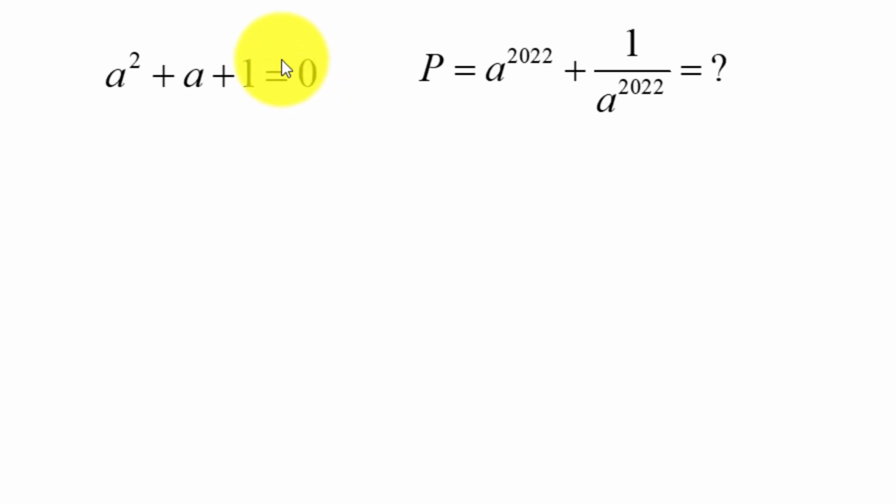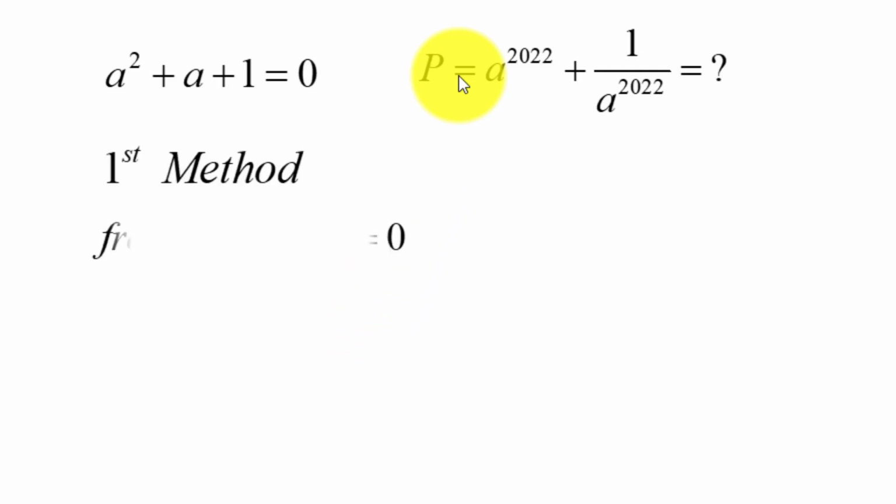Okay, this is the exercise that is given: a squared plus a plus 1 equals 0, and find the value of P equals a power 2022 plus 1 over a power 2022. Okay, from this I have the first method, so we will see it.